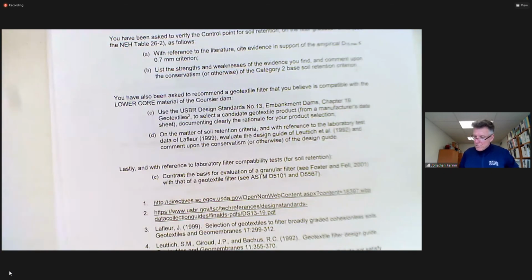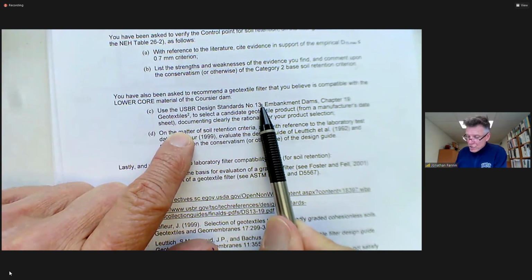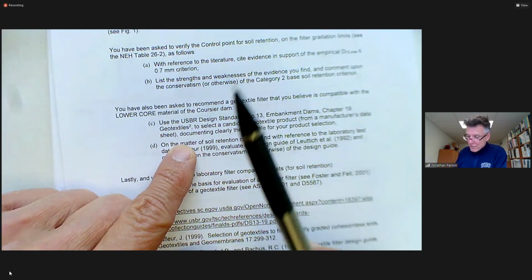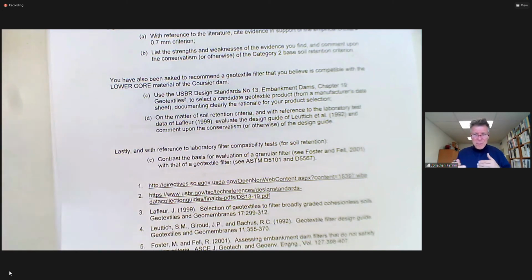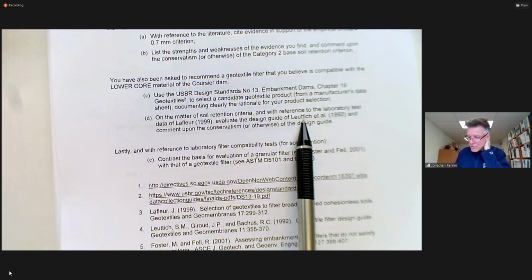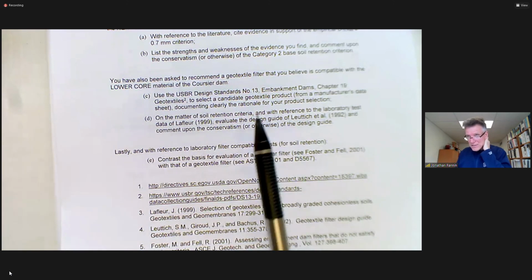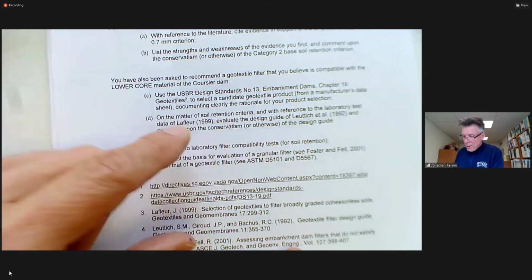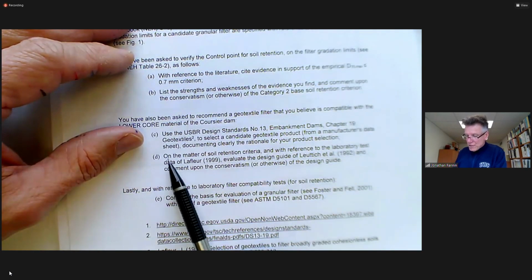So I ask you, on the matter of the soil retention criteria for the geotextile filter, just as I ask you for the soil retention criteria for the granular filters, let's actually see what kind of a match we are getting between the lab data of Lafleur and the design guide of Lutich. Do you believe these data? If you do, does it support the design guide? How is that going to influence the way you think? So this first part is granular filters, and this second part is geotextile filters.